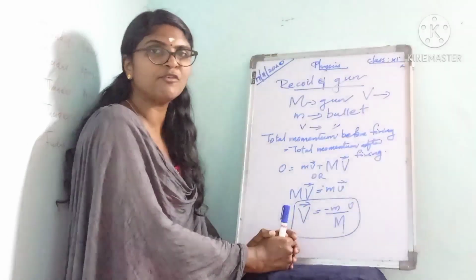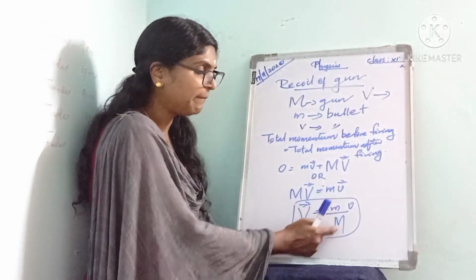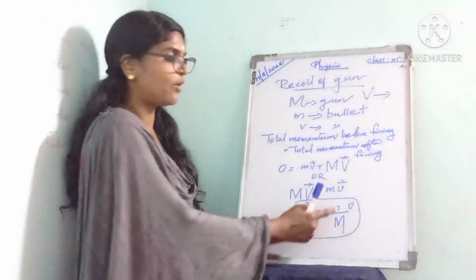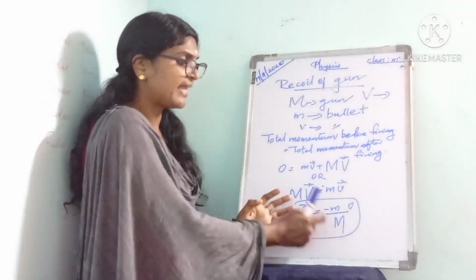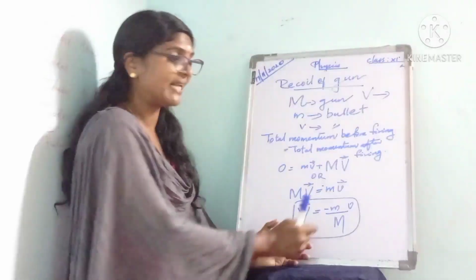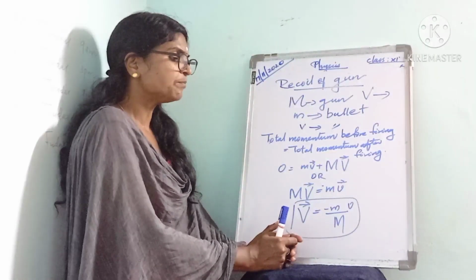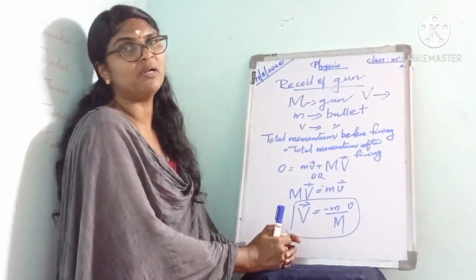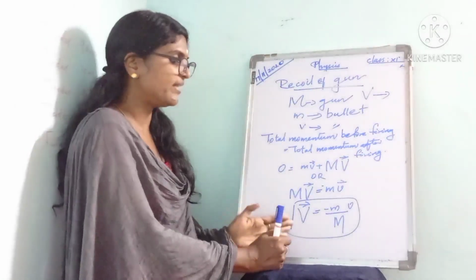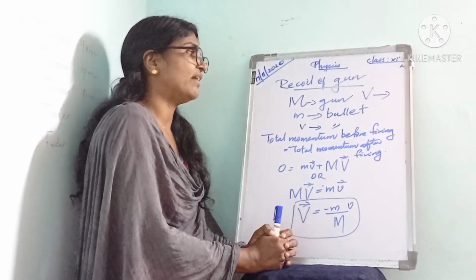Then what is the expression for recoil velocity? V equals minus m by M into v, where small m represents the mass of the bullet, capital M represents the mass of the gun, and small v represents the velocity of the bullet. That is the expression for recoil velocity.